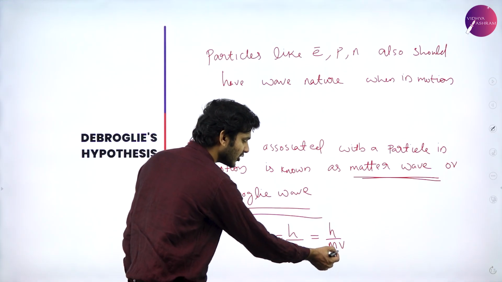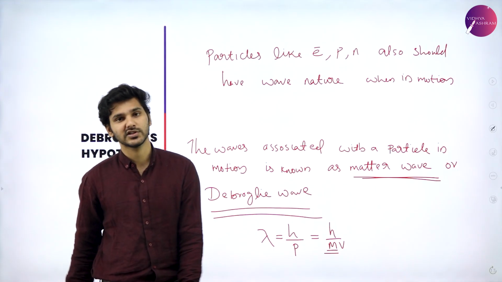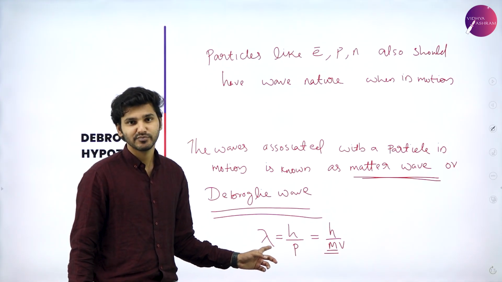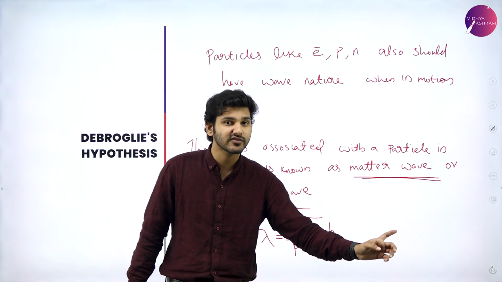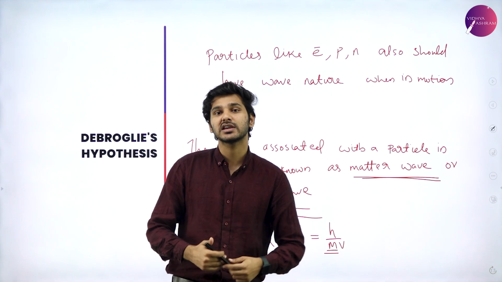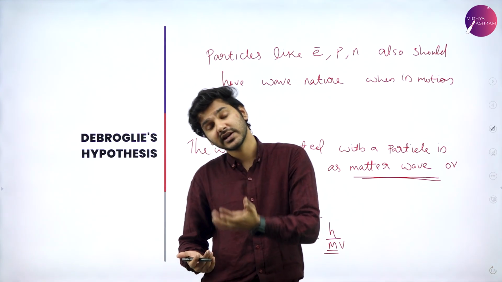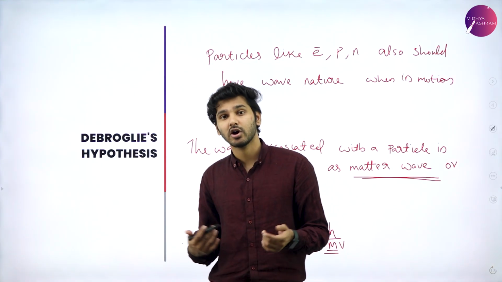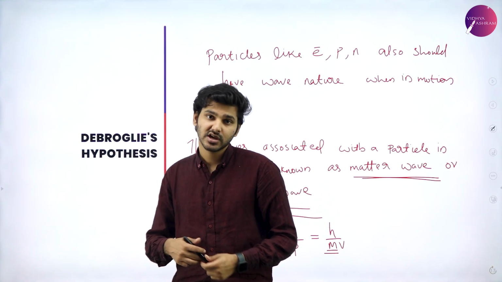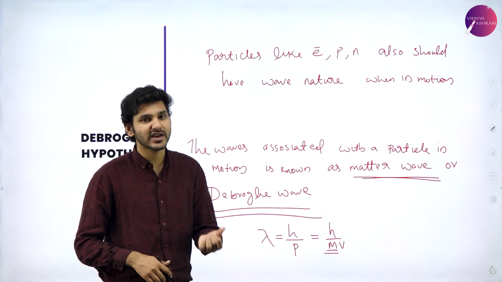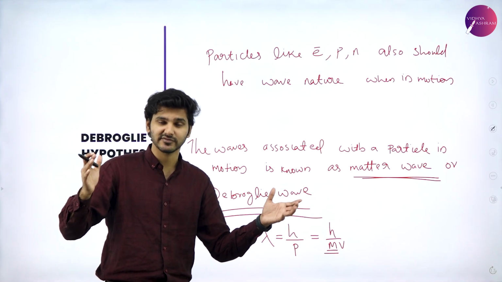So the mass of the object is coming in the denominator, which means if an elephant moves, the matter wave will be very small. But if an electron moves, the matter wave will be very, very large. That is why we can detect matter waves for electrons, but it is very hard to detect the matter wave for an elephant or a blue whale for that matter, because here the mass term is coming in the denominator, hence the wavelength will be very small as you get more and more massive.